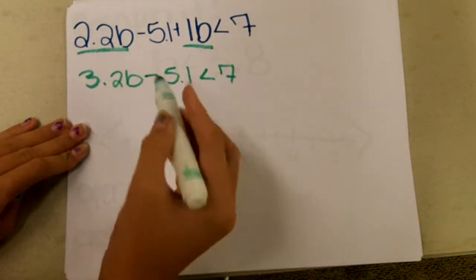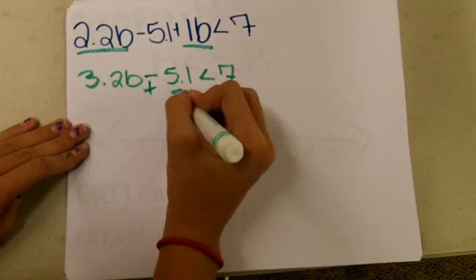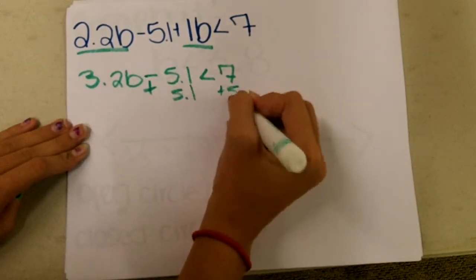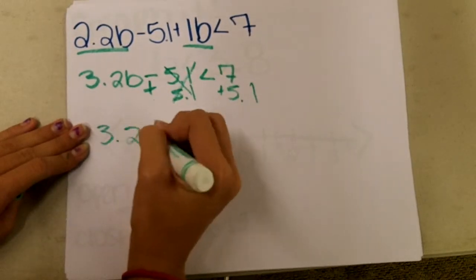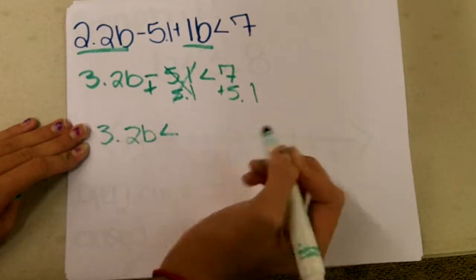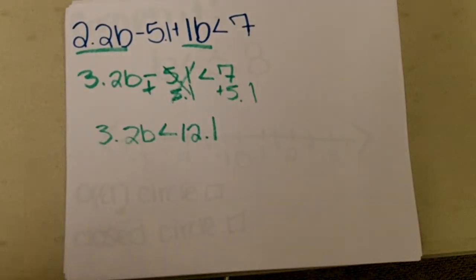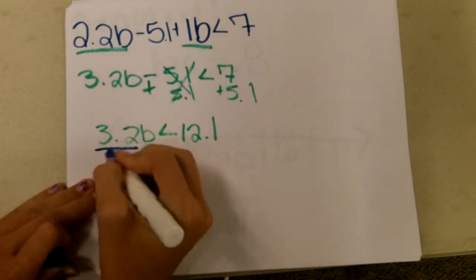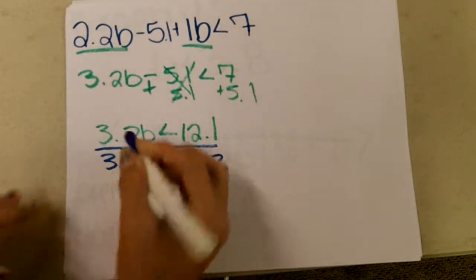So the next thing you do is get rid of the 5.1. Since that's a minus sign, you add 5.1. 3.2b is less than 12.1. So your next step, divide by 3.2 on both sides.